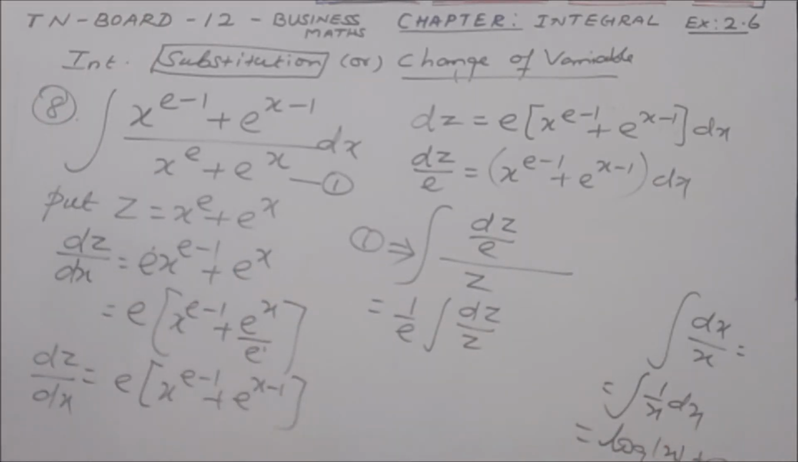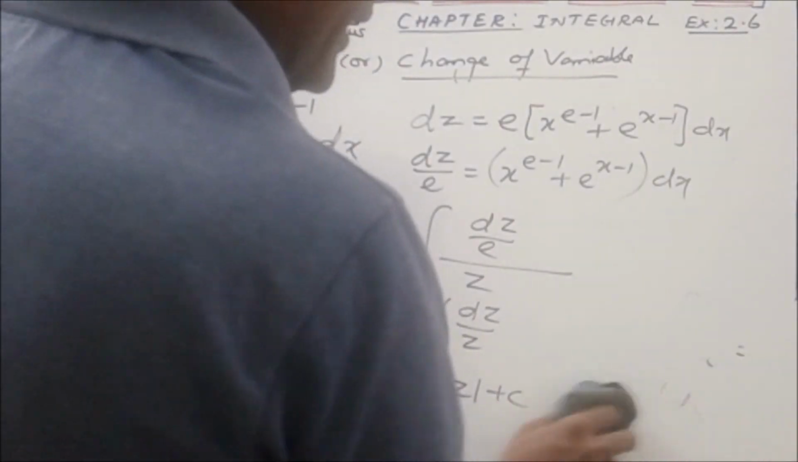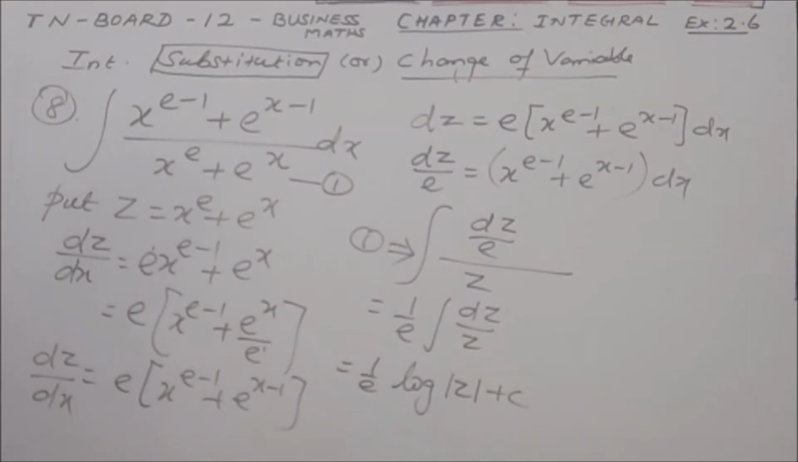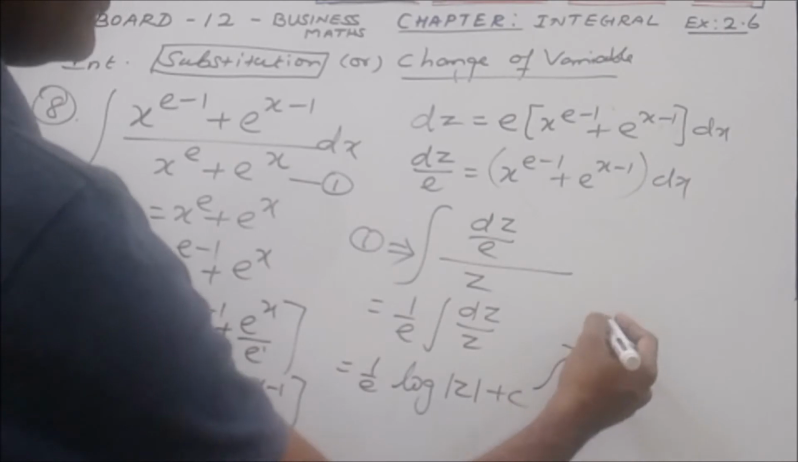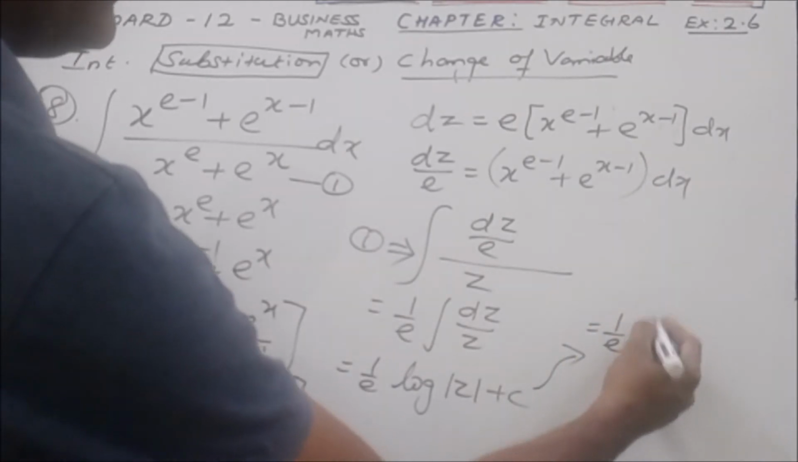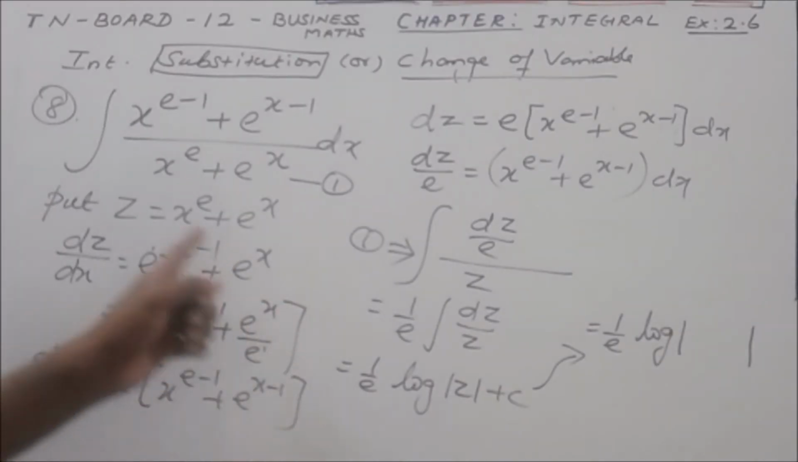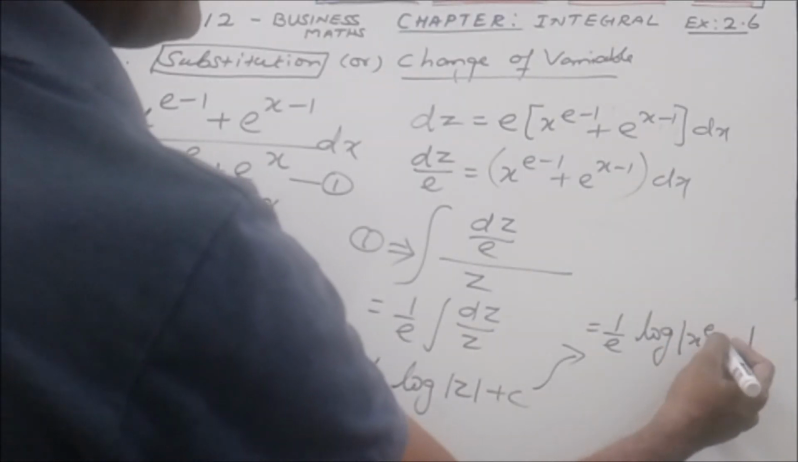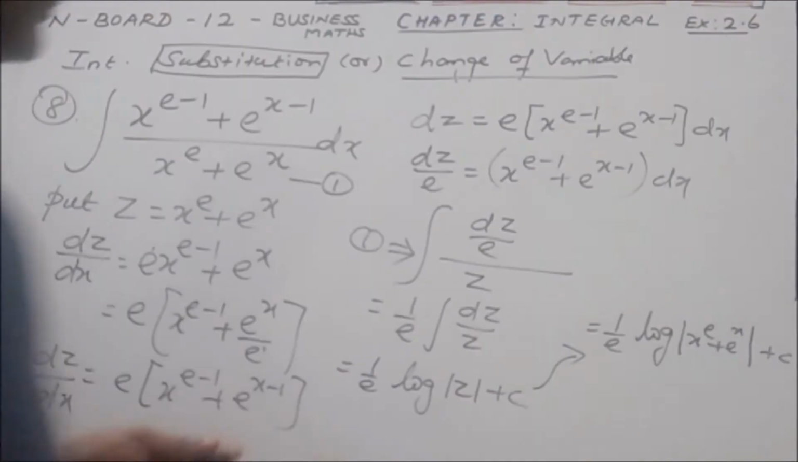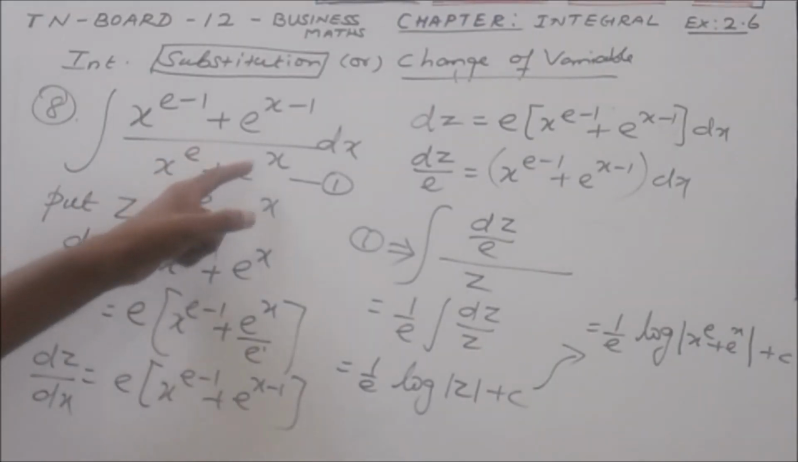Here dz by z, that is equal to 1 by e into log of modulus of z plus c. For modulus of z you can substitute the substituted value, z equal to x power e plus e power x. So the final answer will be 1 by e log of modulus of z, meaning x power e plus e power x, plus c.